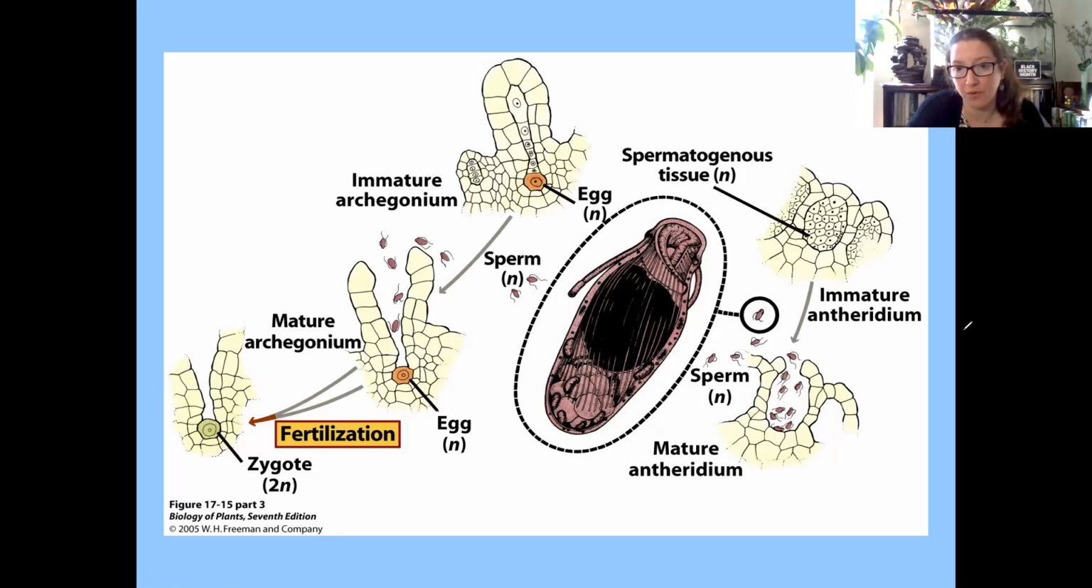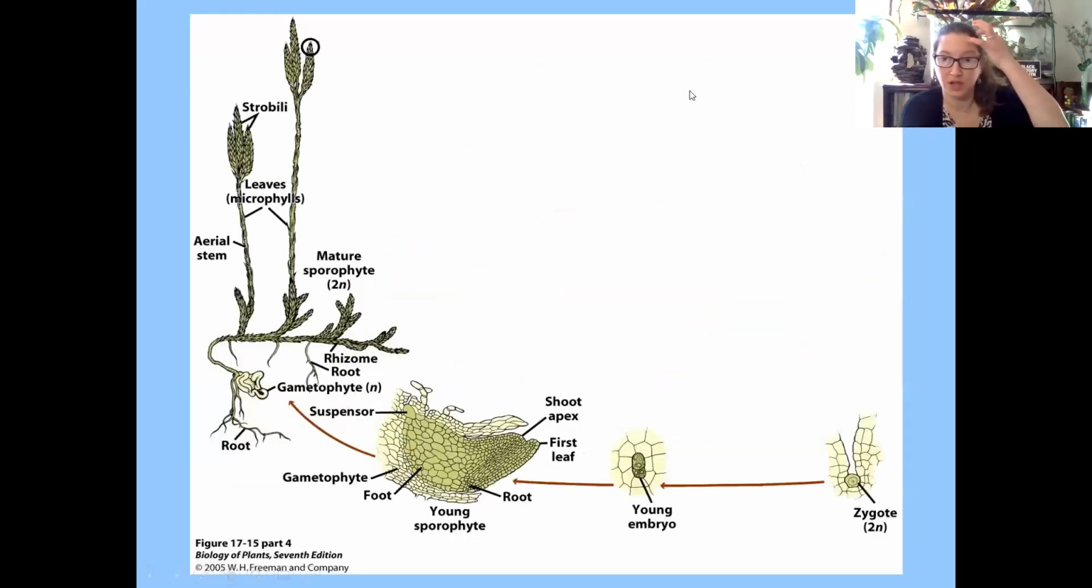But check it out. Here they go. Here's the sperm leaving. This here is a close-up of a sperm. The sperm is going to swim, swim, swim, meet the egg, and then fertilization occurs. The result is a 2N zygote. We're kind of used to that already. All right, so that is the alternation of generations in a Lycopodium.